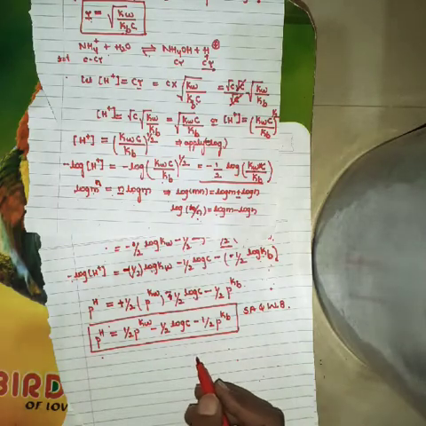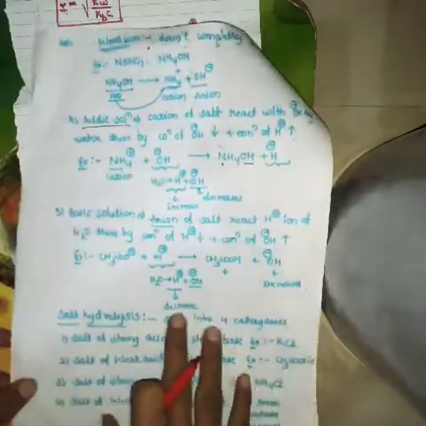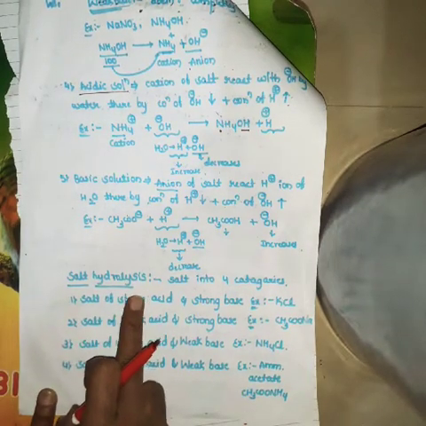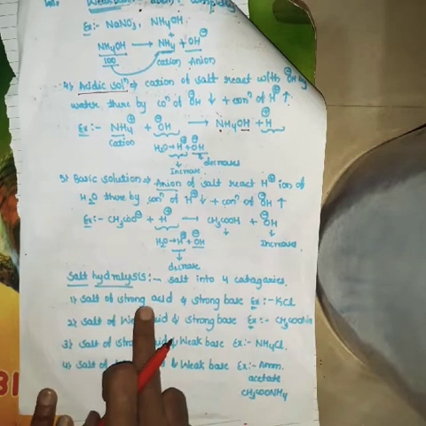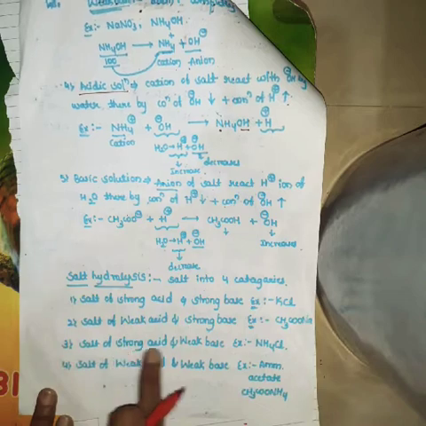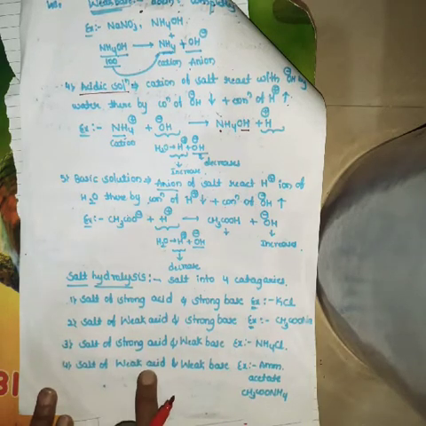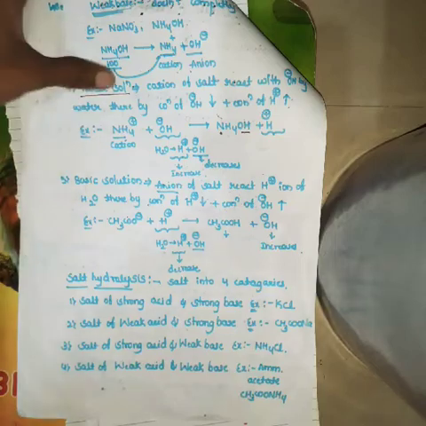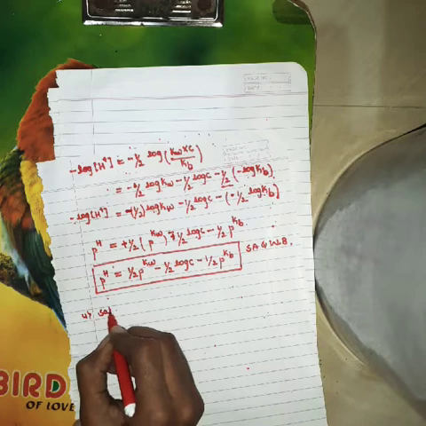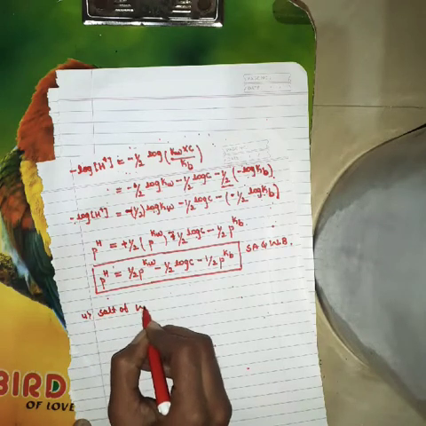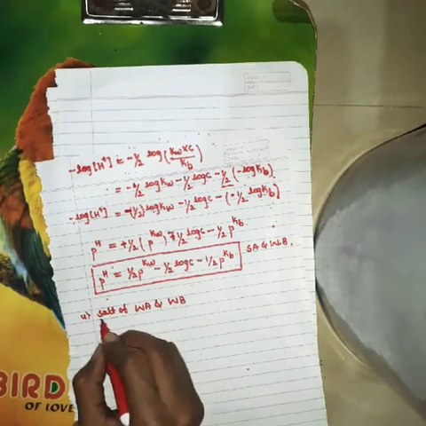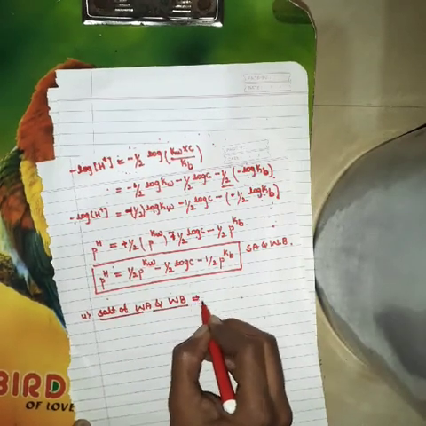What are we studying? We are studying 4 types of salt. First is strong acid and strong base, second is weak acid and strong base, third is strong acid and weak base. Today we want to study the fourth one, which is the salt of weak acid and weak base.